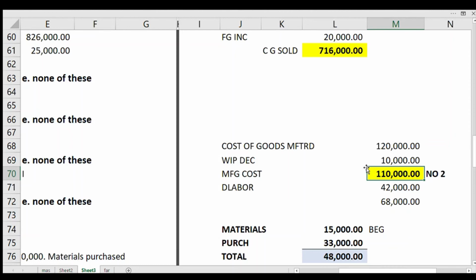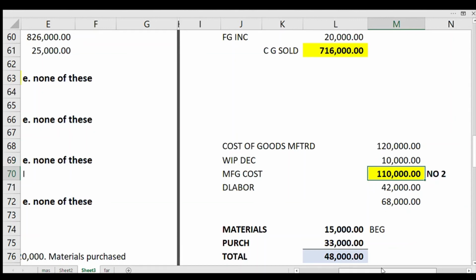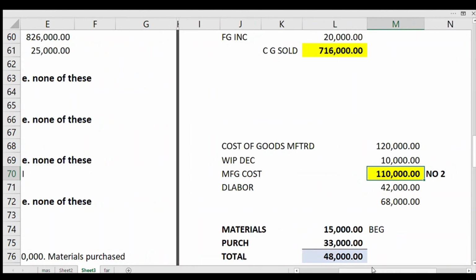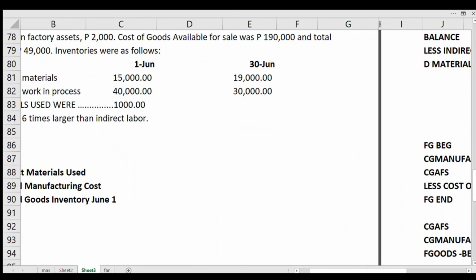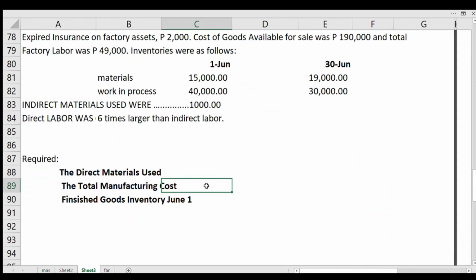So, don't forget the logic. The reason why it decreased by 10,000 is because part of your work in process is already finished, by 10,000. So, 110,000 is our manufacturing cost. That's the answer for number 2, the manufacturing cost, 110,000. Let us put here your direct materials used, 28,000, just to remind us of the answer, and our manufacturing cost is 110,000.